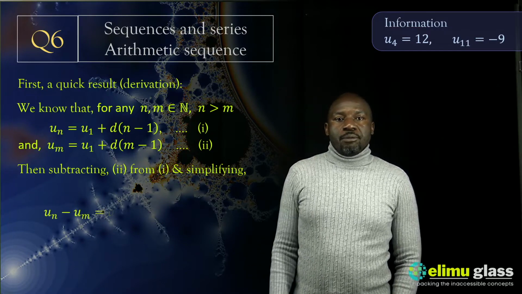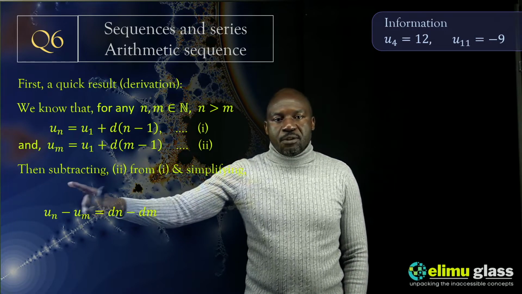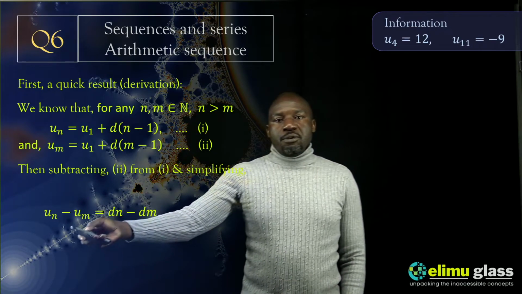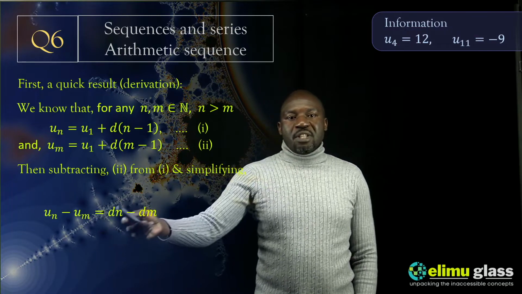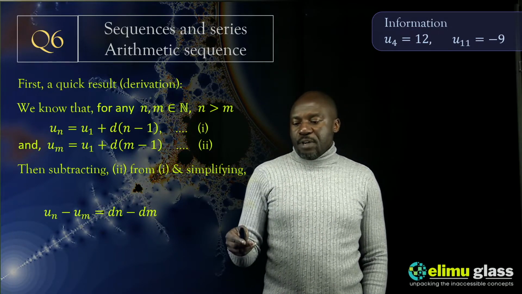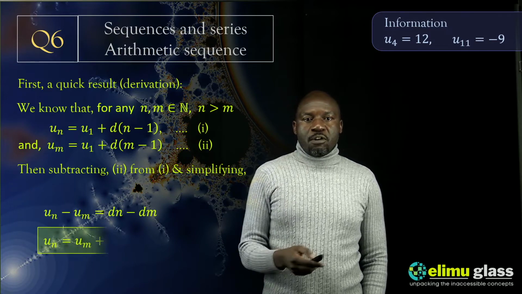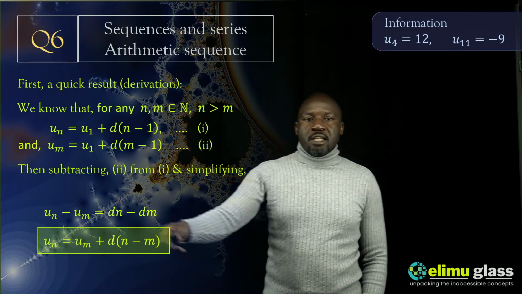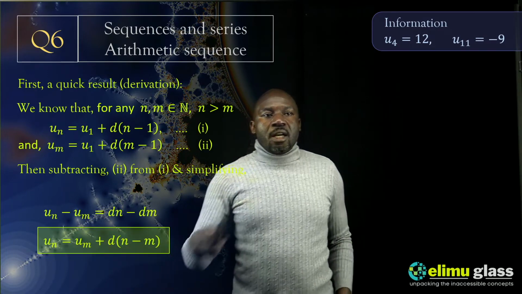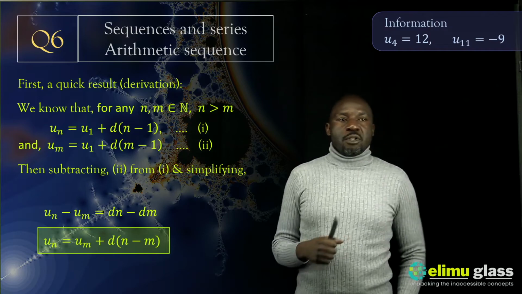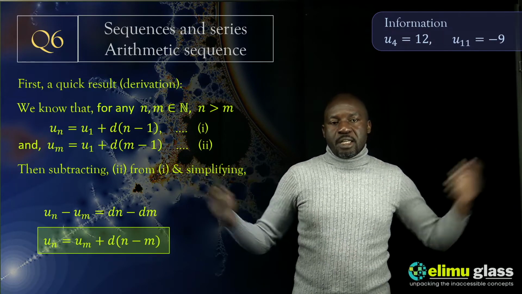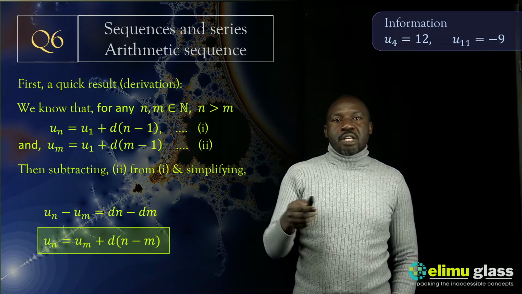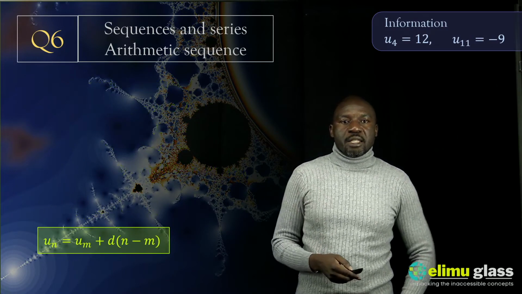So here we go. I left this space here so that I would use it for what I've just done, so therefore un minus um becomes dn minus dm. Factorize the left hand side and move over to the other side, and we come up with that. So this result is a much more useful result when you are given two known terms which are separated, and you're looking for the common difference and the first term. Okay, so with that in mind, now we can go ahead and answer the questions.